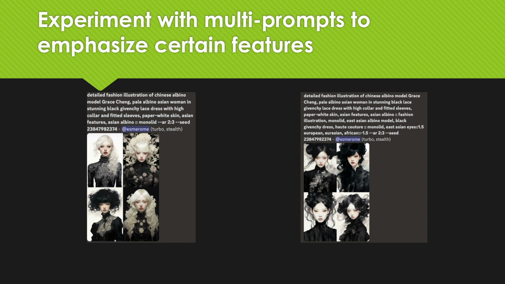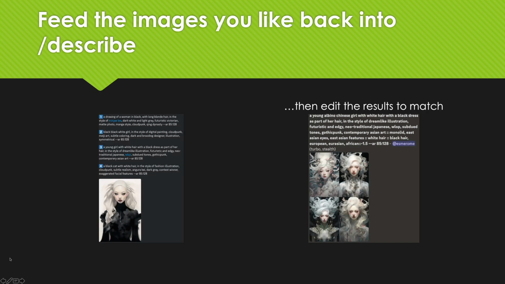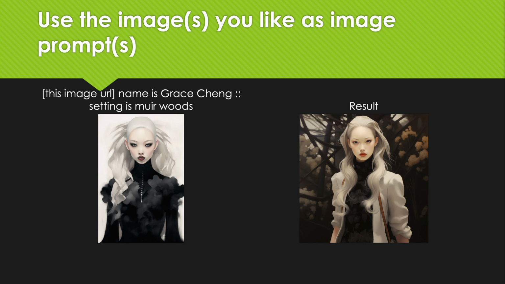There are people who have that description, but again, Midjourney is drawing from millions of images, so you may have to use multiple prompts to really emphasize what you're looking for and what you want. And you can also feed the images you like, the images that you've generated, back into Describe and edit the result to get a good match, so you can get some more images of your character that you like. And then you can use the images that you like as image prompts.